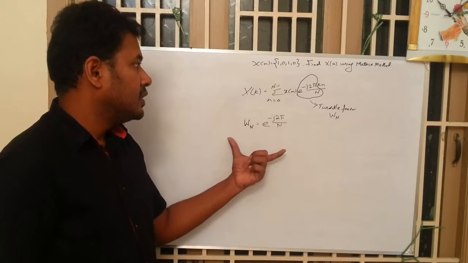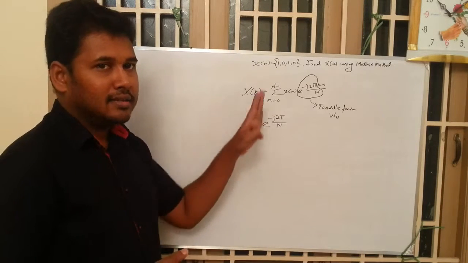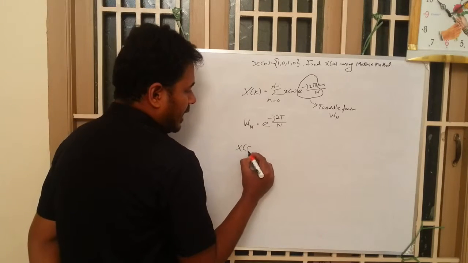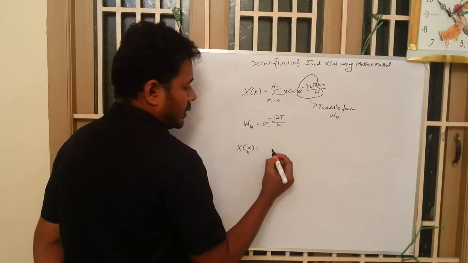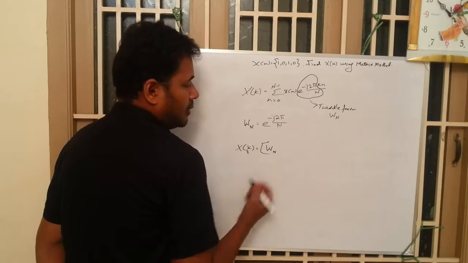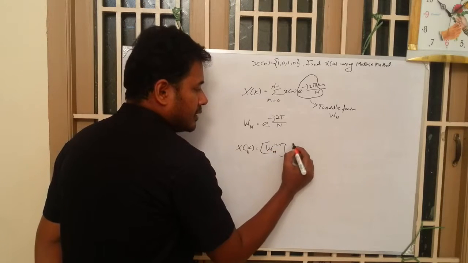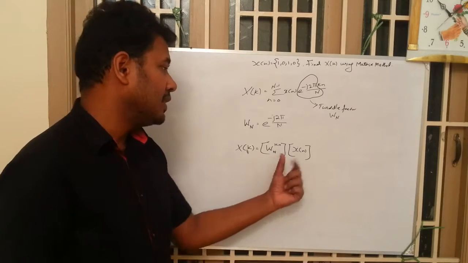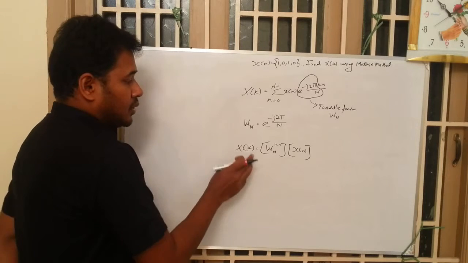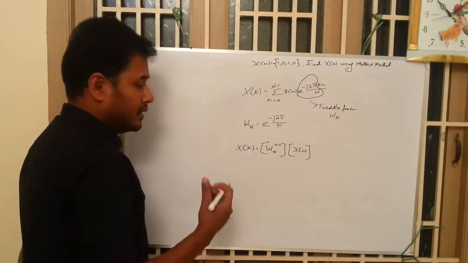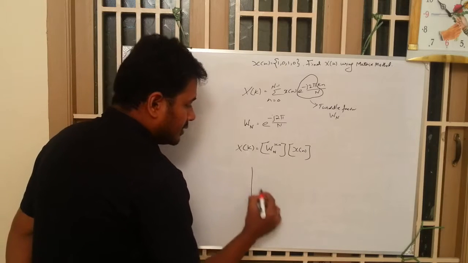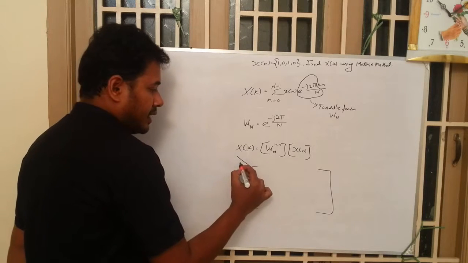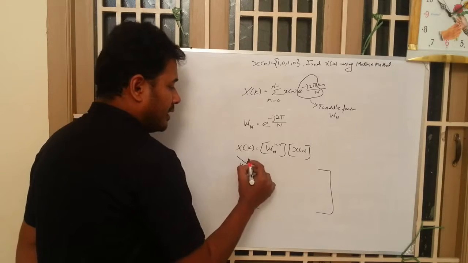And the formula to calculate X of k, that is for finding DFT, in matrix method is X of k is equal to the matrix of W base N power kn into x of n, both in matrix format. So for finding this matrix, we have to draw a 4x4 matrix, and in this matrix k will occupy the column and n will occupy the row.